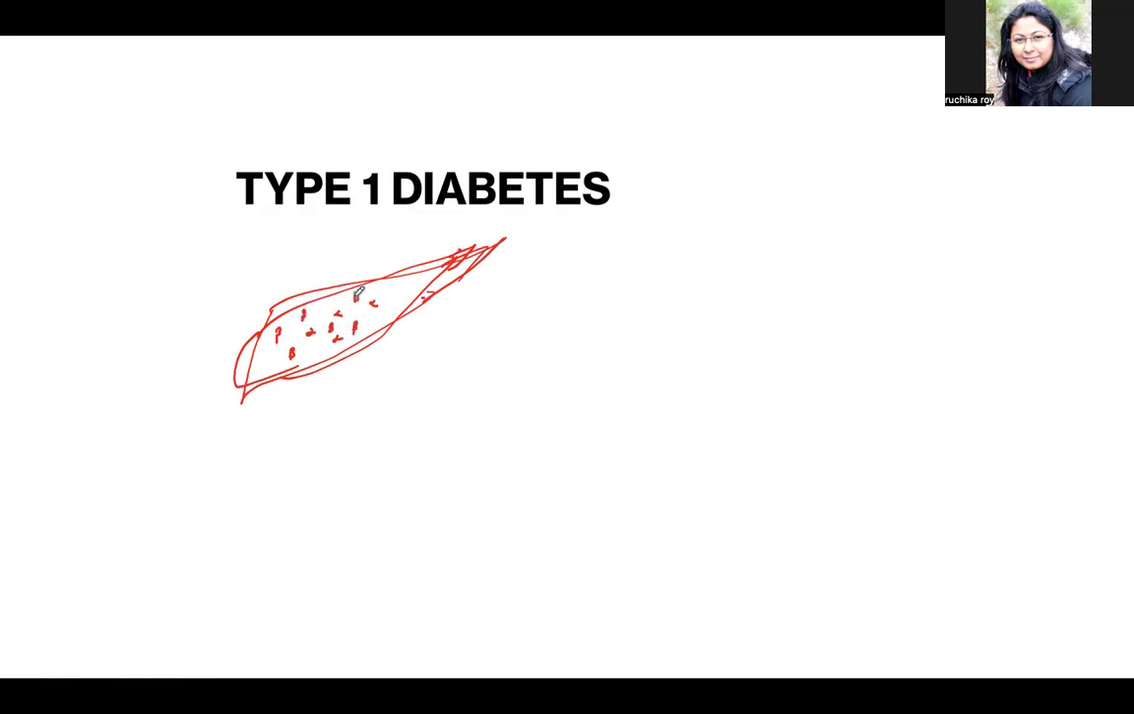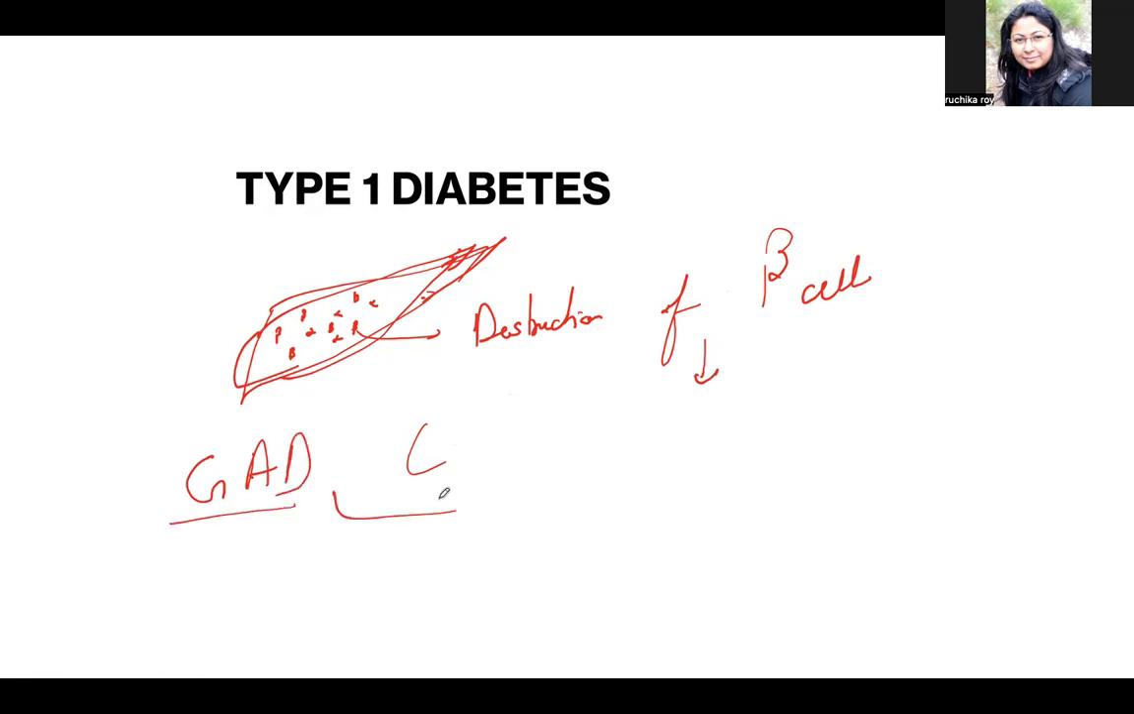So what happens in type 1 diabetes? There is destruction of the beta cells, due to an antibody produced against the beta cell. There is an enzyme, and the enzyme name is glutamic acid decarboxylase, GAD. Just write it here.